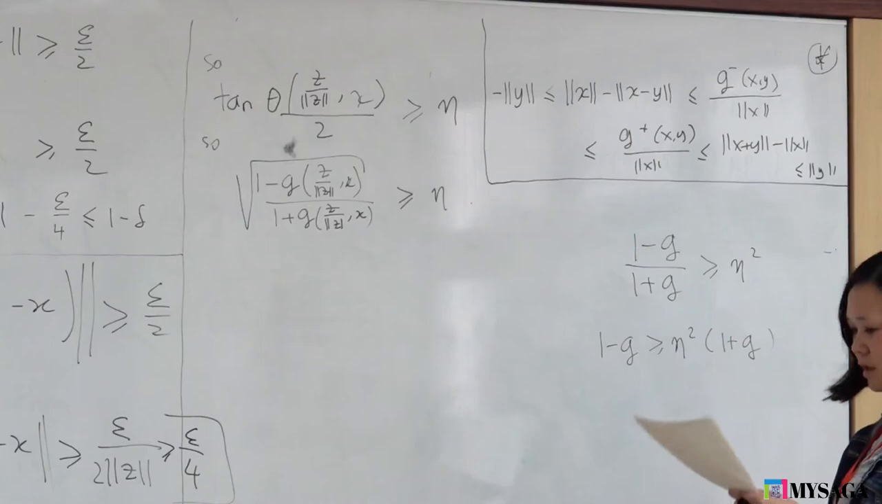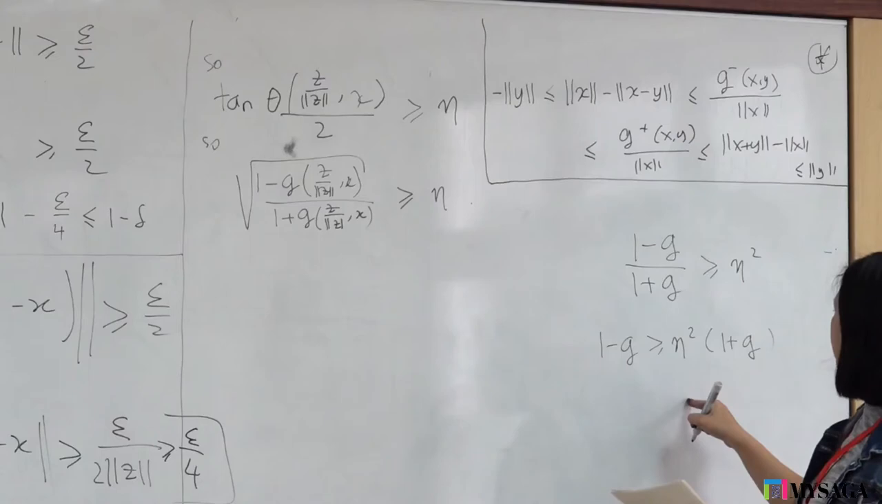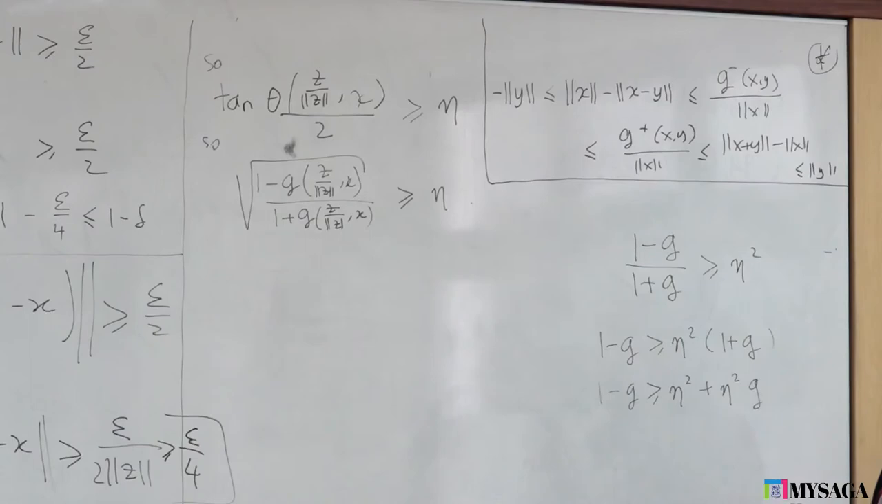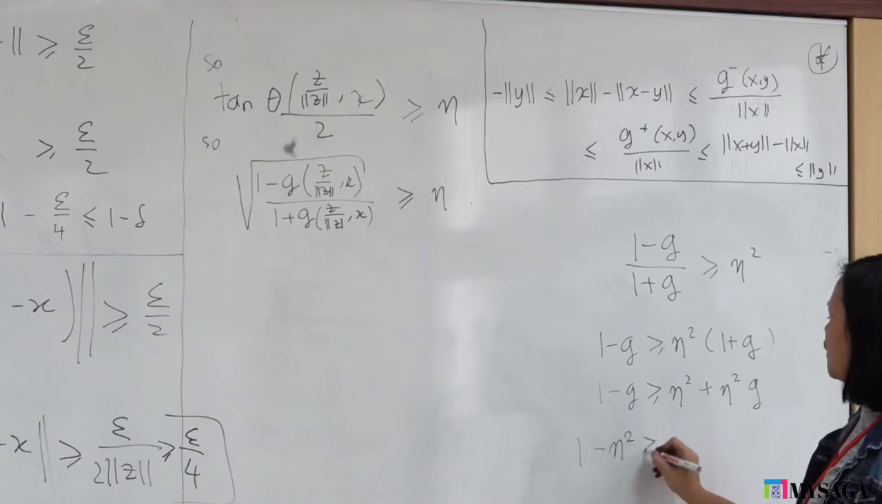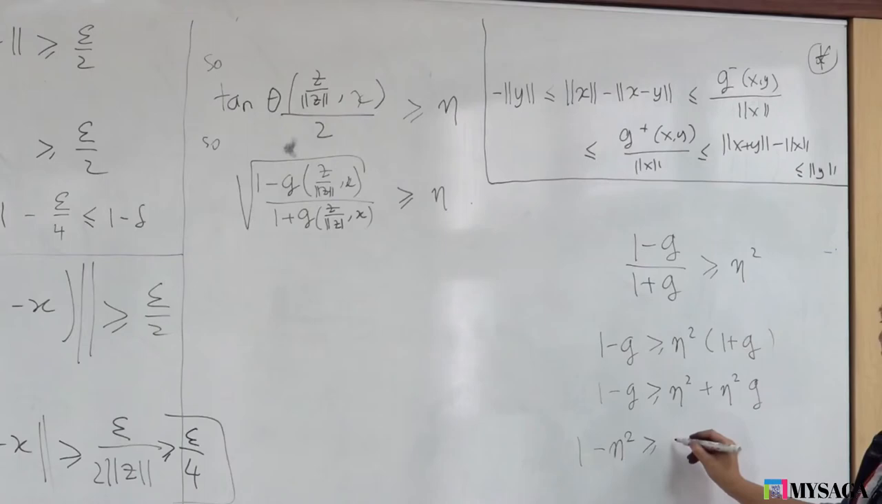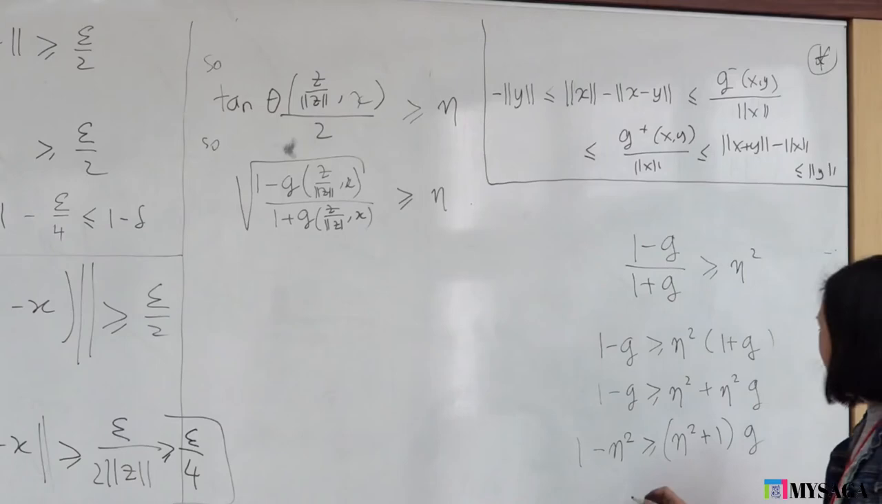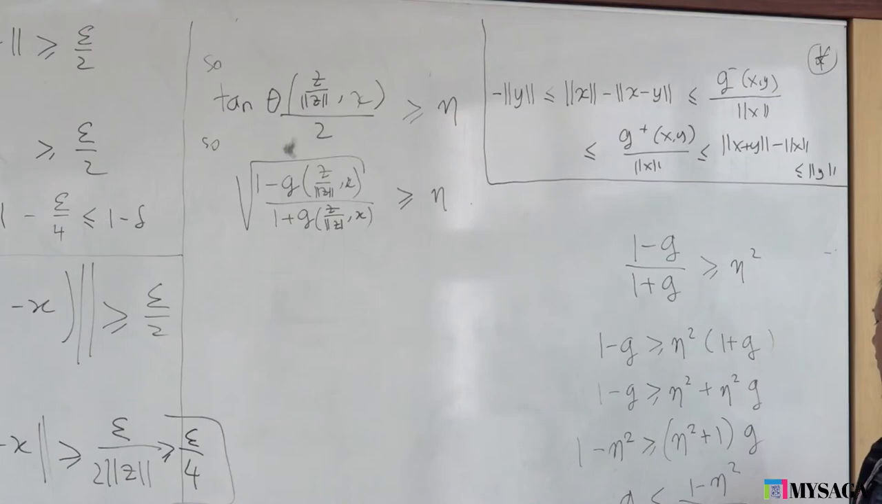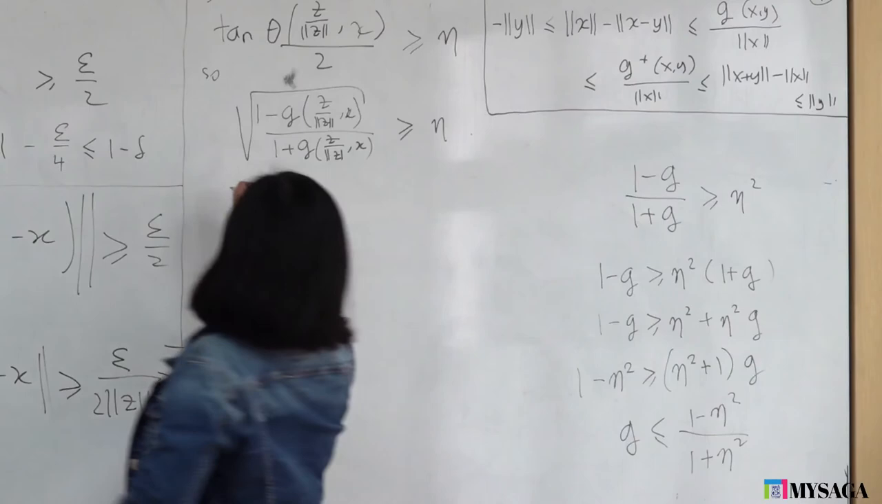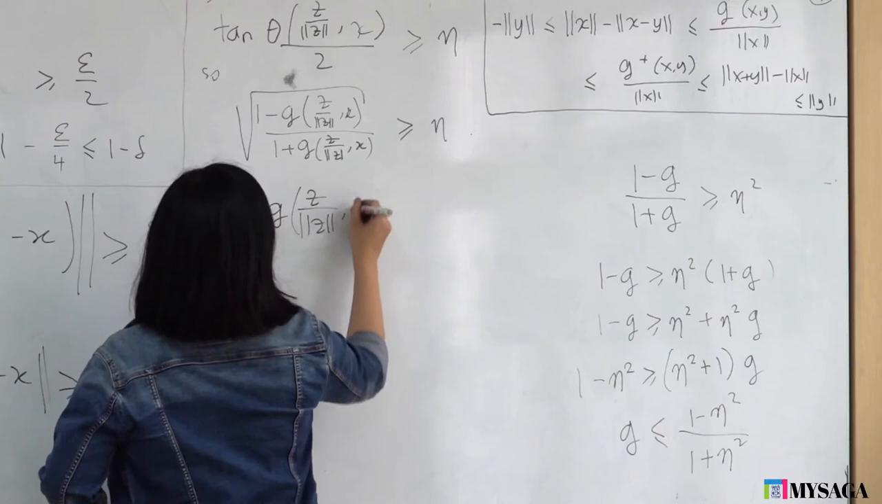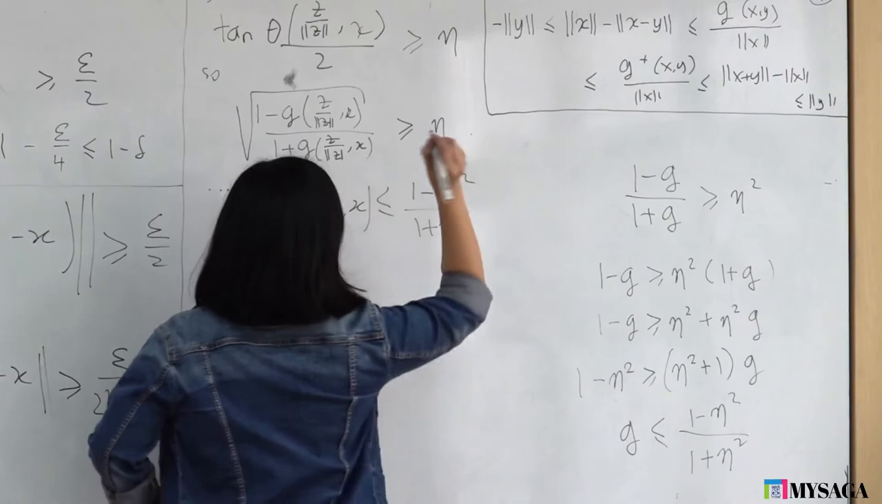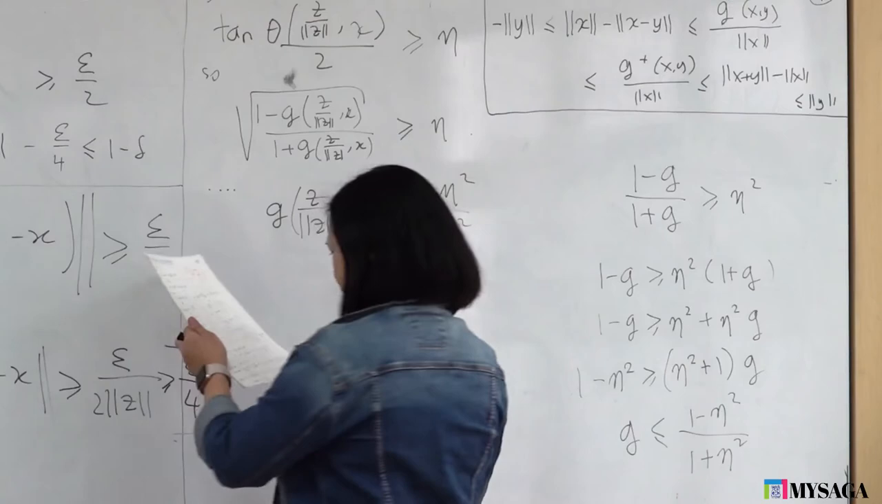Okay? And then what do I do after that? I do, let's see. This is 1 minus g greater or equal to eta squared plus eta squared g. Right? I want to move my eta squared to the other side and gather everything with g on that side. So 1 minus eta squared, greater or equal to eta squared plus 1 times g, so g is less than or equal to 1 minus eta squared over 1 plus eta squared. Okay? I'm going to use that. So after some calculation, I have that g of z divided by norm of z, comma x, is less than or equal to 1 minus eta squared over 1 plus eta squared.